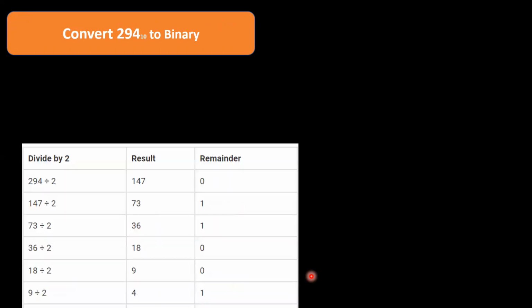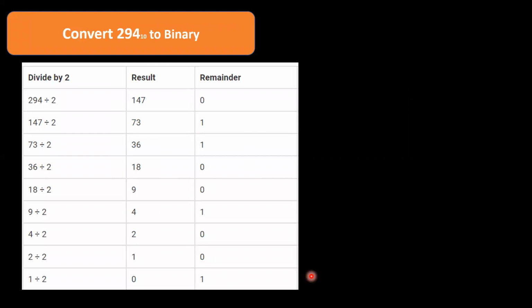Next, we are converting 294 base 10 to binary. Again, the same process: we divide by 2 repeatedly. So we have 294 divided by 2, which is 147 with remainder 0. Then we take 147 divided by 2 again, that's 73, and get its remainder, which leaves us with remainder 1. Again, we have 73 divided by 2, that's 36, remainder 1.